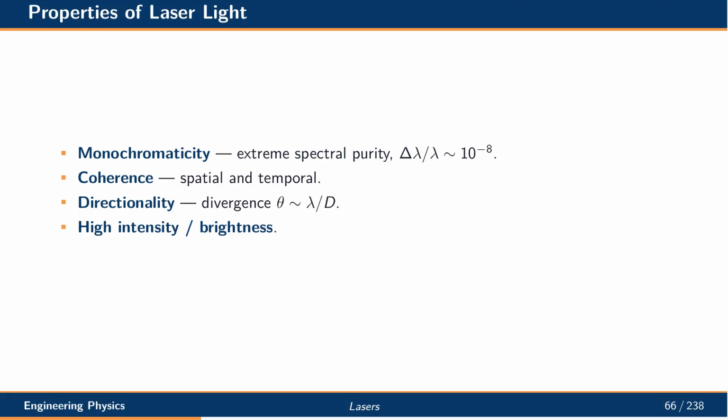Laser light has four remarkable properties. It is highly monochromatic, with extreme spectral purity, far surpassing ordinary light sources. It is coherent, both spatially and temporally, making interference and holography possible. It is highly directional, with very small beam divergence. Finally, it has very high intensity and brightness. These properties make lasers indispensable in communication, medicine, and manufacturing.